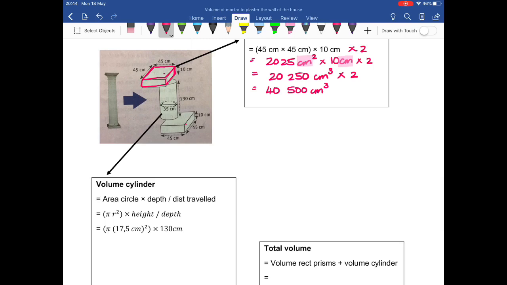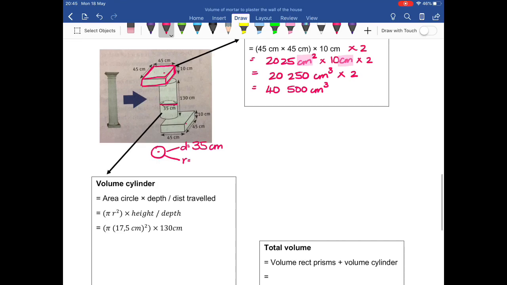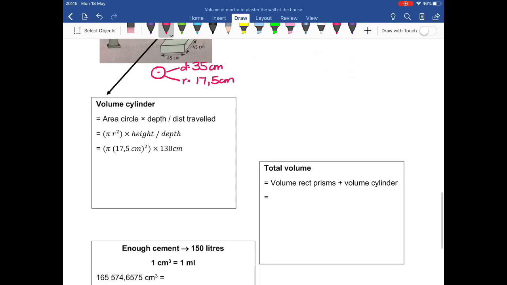In between, we have a cylinder. Now remember what I said. As soon as we have a circle, the first thing we do is we write down the diameter and we write down the radius. Well, from this, we can see that the diameter is 35 centimeters. If the diameter is 35 centimeters, then the radius is 17,5 centimeters. So I find the area of the circle, the area of the face, times the distance traveled. Pi r squared is your formula. From this, we get the radius is 17,5. So I'm going to find the area of the face, which is going to be 962,1127 and so on centimeters squared.